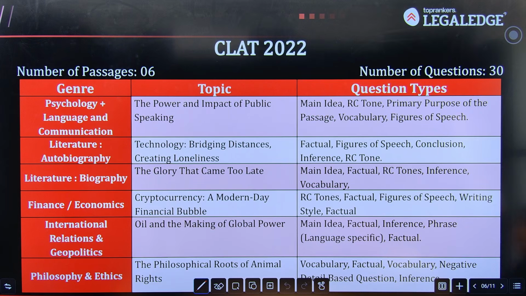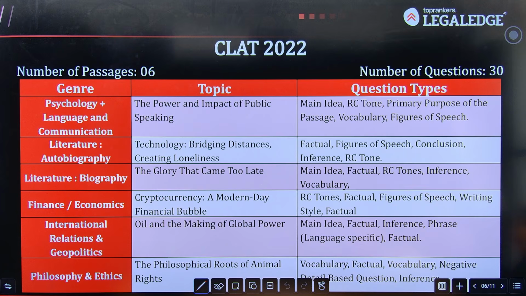Again, student, there was one more passage around literature, biography. So one was autobiography, the other one was biography. The topic of the passage was the glory that came too late. The question types were main idea, factual, RC tones, inference, and vocabulary.